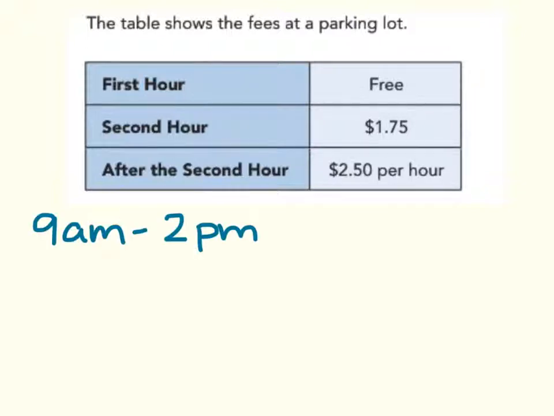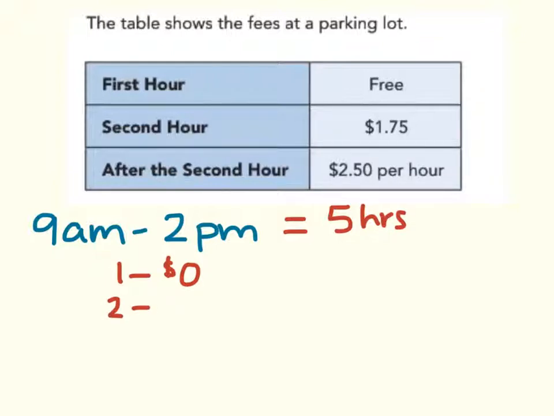Well, the first thing we need to calculate is the number of hours that Ben parked. From 9 a.m. to 2 p.m. would equal 5 hours. Now we'll make a simple chart to help us calculate his overall cost. His first hour cost nothing, it was free.